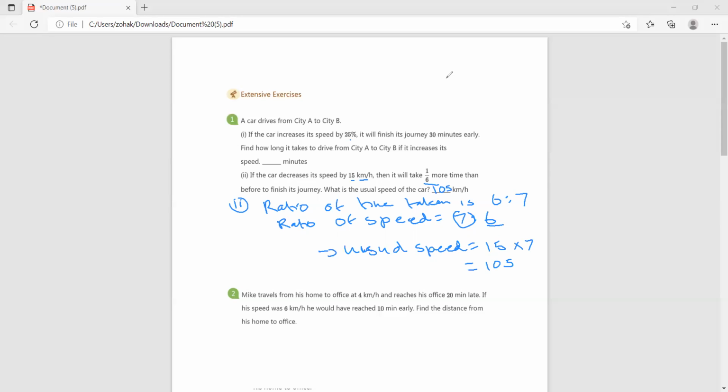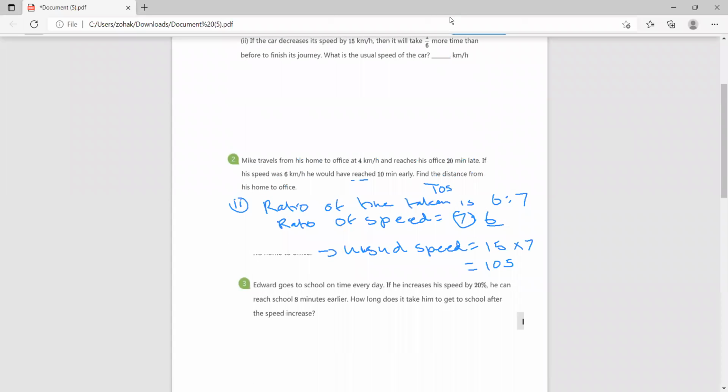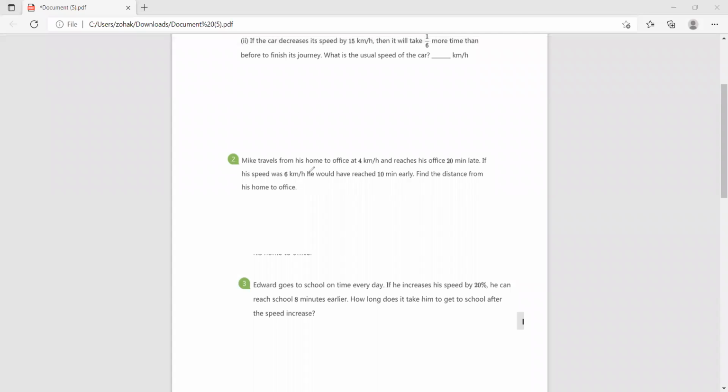Okay, let's have a look at question number 2 now. So without further ado, let's go on to that. Let's clear the drawings as well. Great. Okay, let's have a look at number 2.